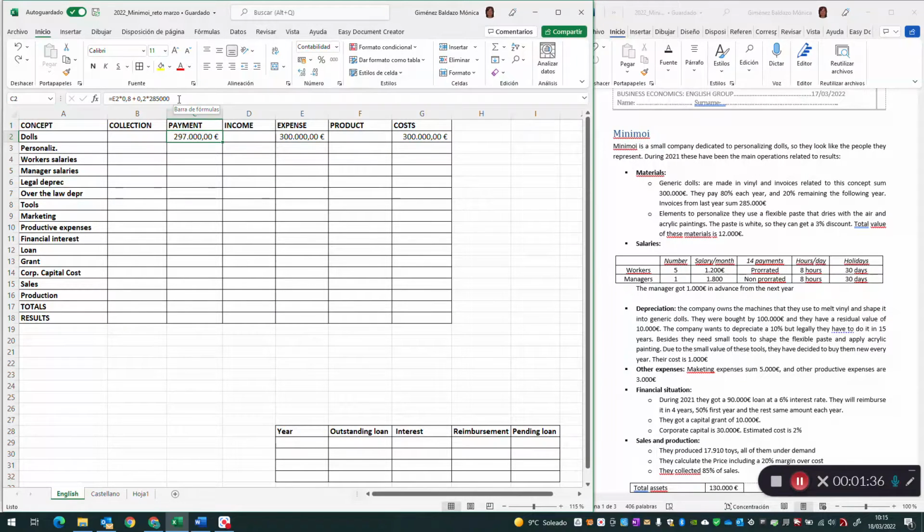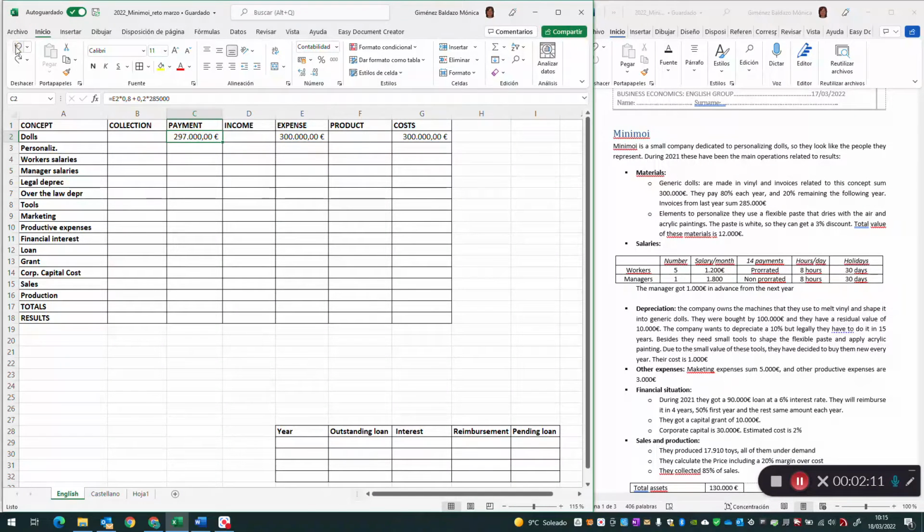Okay, so this is on the one side. On the other side, they have the elements to personalize. To do so, they use a flexible paste that dries with the air, and they paint it with acrylic paintings. The paste is white, so they can get a special discount, a 3% discount. Total value of these materials is 12,000 euros. When we have this kind of discount, we first apply the discount, and then the amount after the discount is what we place in the chart.